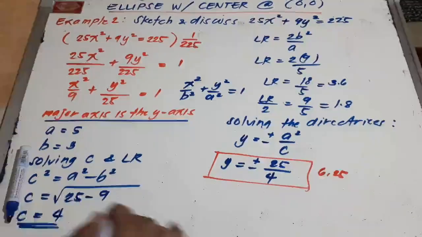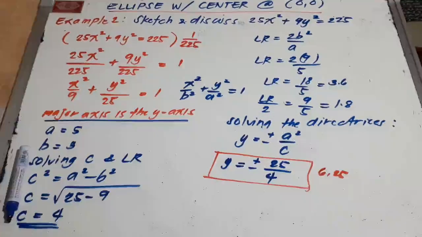Okay? So, yun na. Pwede na natin siyang i-plot. Kunin na lang natin yung coordinates ng mga parts ng ating ellipse. Okay? The foci, the vertices, the co-vertices, and what else? Endpoints of the latera recta. Okay?